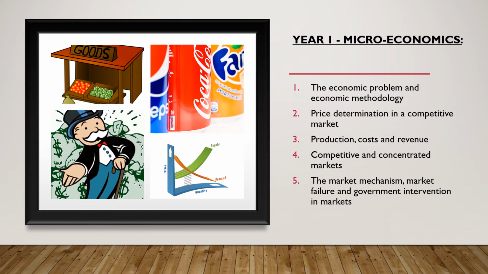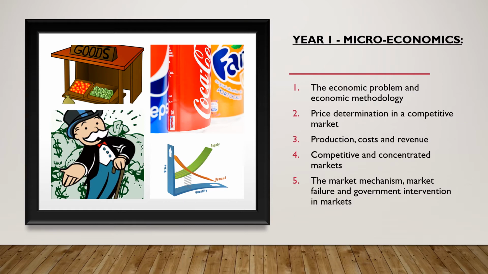The second unit is probably the most fundamental throughout the study of economics, and this looks at how prices are determined in competitive markets, and basically covers the theory of supply and demand. The third unit covers production costs and revenue, which is probably quite self-explanatory. And then in unit 4, you cover competitive and concentrated markets.